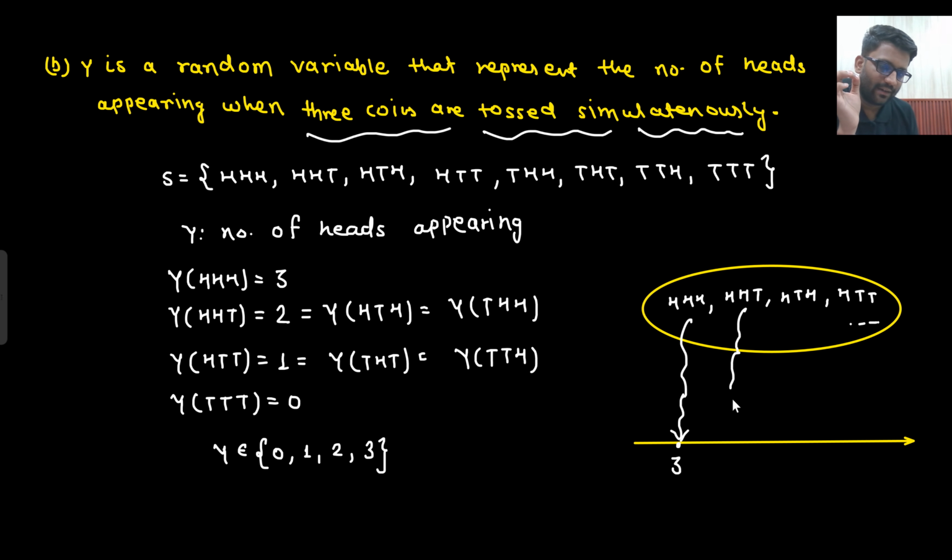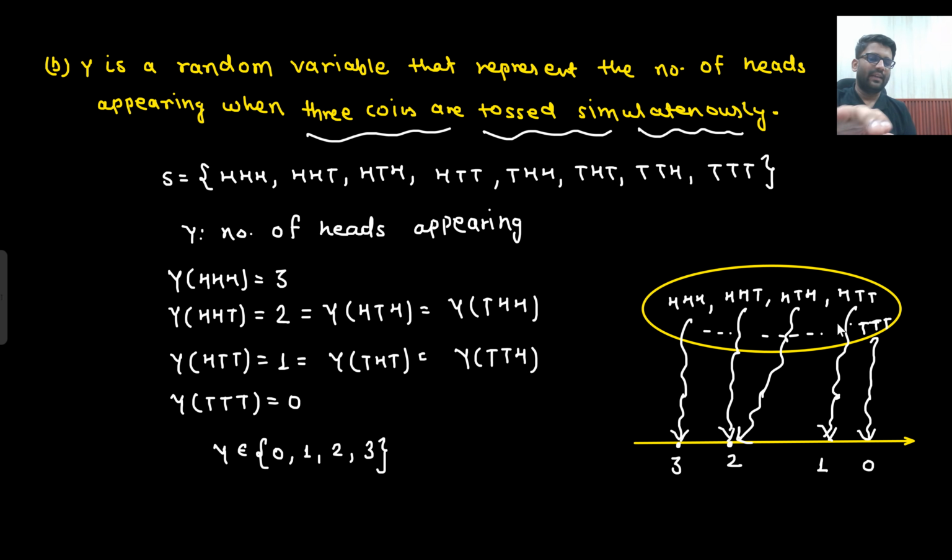This head tail has been mapped to 2. This head tail head is also mapped to 2. This head tail has been mapped to 1, and there would be tail as well, right? This tail would be mapped to 0. More sample points are there. They are also mapped to either 0 or 1 or 2 or 3. So y can take values 0 or 1 or 2 or 3. Is that clear to you?